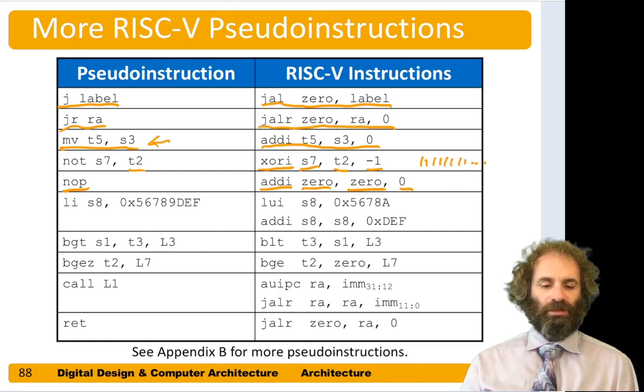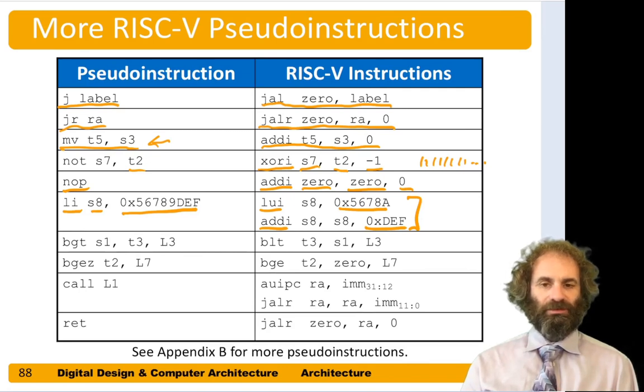Suppose we wanted to load a 32-bit immediate. The LI instruction stands for load immediate, destination register, and then 32-bit immediate. And like we saw back in the immediate section, we can do that by breaking it into two steps. A load upper immediate with the upper 20 bits, and then an addi with the bottom 12 bits.